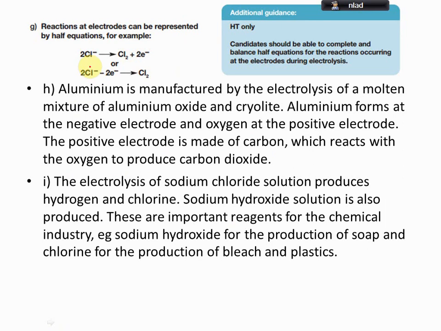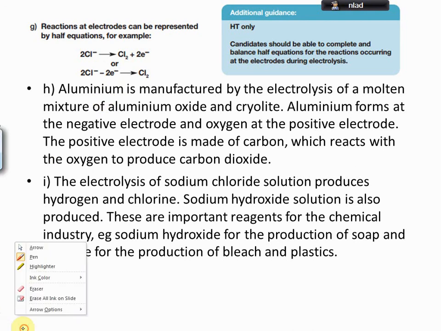It's only for higher tier students, but you've got to remember that charges need to be balanced on both sides of this. This is twice the negative, so you've got to end up with twice the negative on this side somehow as well. And the way we do that is by having 2 electrons. Similarly, over here is twice the negative, and then you've got another twice negative here. But if you're taking them away, it ends up being positive.